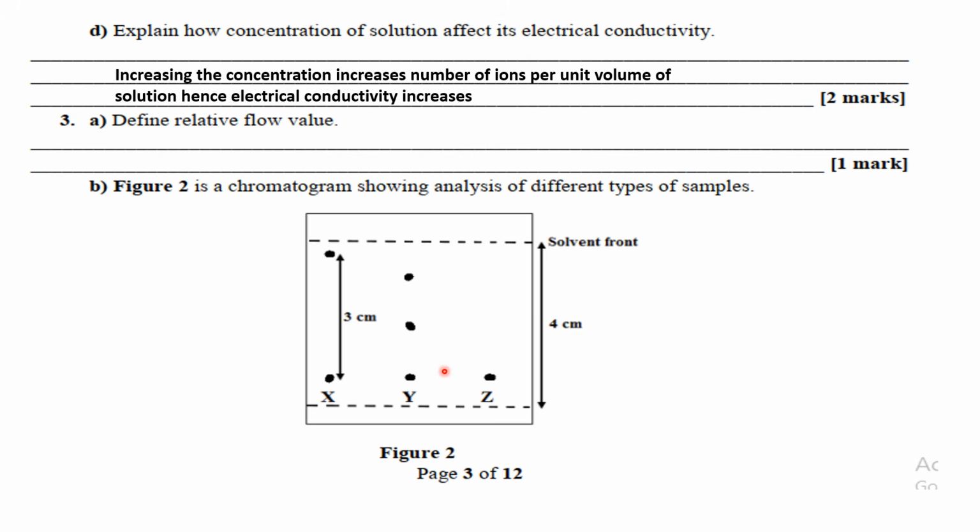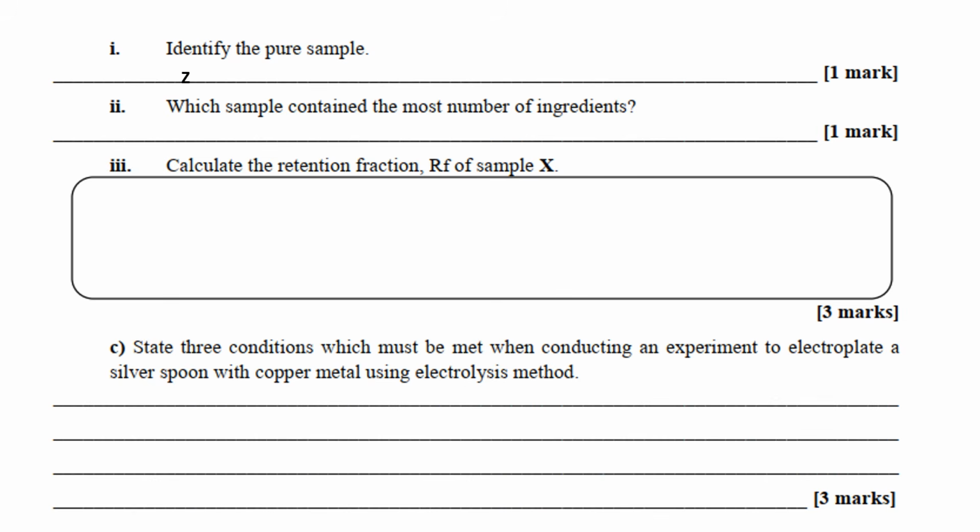So in this case, it is Y. Y has formed two spots, this one here and this one. So the answer is Y. Remember, this is X. This must be Y.